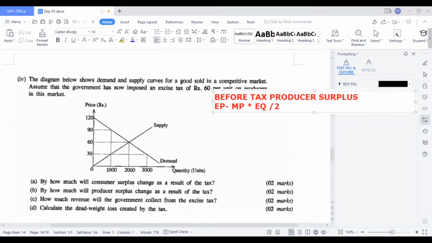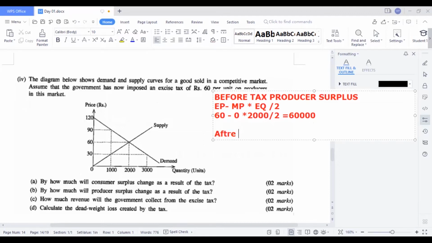So the equilibrium price earlier was 60 rupees, which you all know because it intersects at this point. So 60, and the minimum price is the place where the supply curve meets 0. This is the place where the minimum price is 0, because there is nothing further down. You can take the supply curve; they have taken it to 0. So the equilibrium quantity is going to be 2000, divided by 2. So 60 into 2000 is 120,000, divided by 2 is going to be 60,000. That is the before-tax producer surplus.